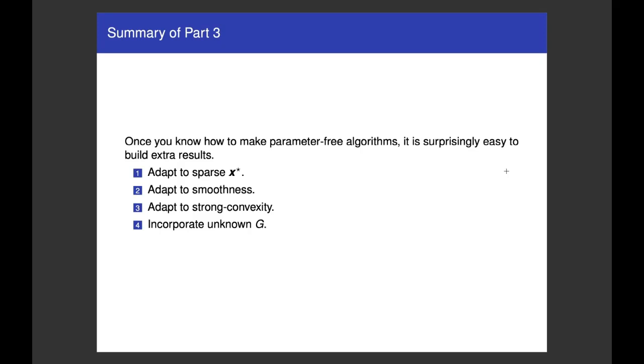All right, so let's summarize what we see here. We built a parameter-free algorithm via a little bit of elbow grease and some trickery. And once we did that, it was possible to get some surprising adaptive results. We could do better when functions were sparse, do better when there was smoothness, and do better when there was strong convexity. And finally, we discussed a little bit the properties of unknown G. All right, so that's the end of this section. In the next section, we're going to talk a bit about actual implementations and some empirical results.